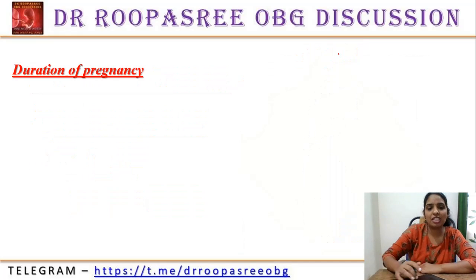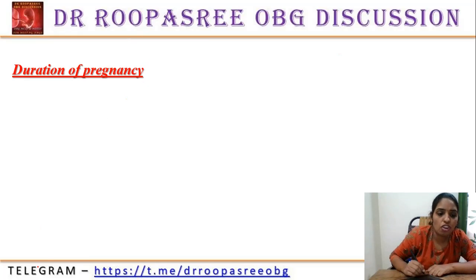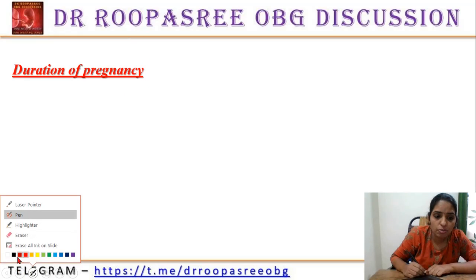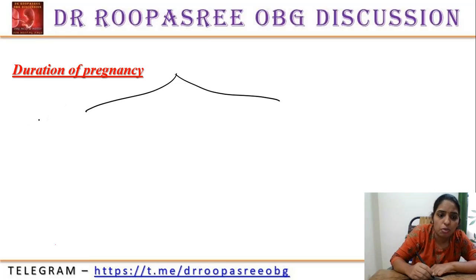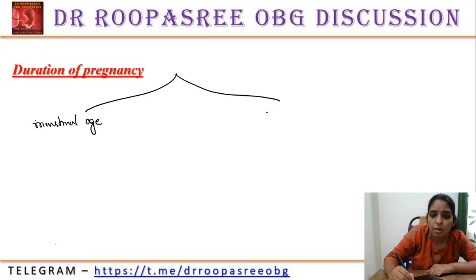First we'll calculate the duration of pregnancy. How much is the duration of pregnancy? This is the most important question. We will be seeing so many papers. In duration of pregnancy also, the gestational age will be according to the menstrual period, that is known as menstrual age. And sometimes there will be fertilization age or ovulatory age.